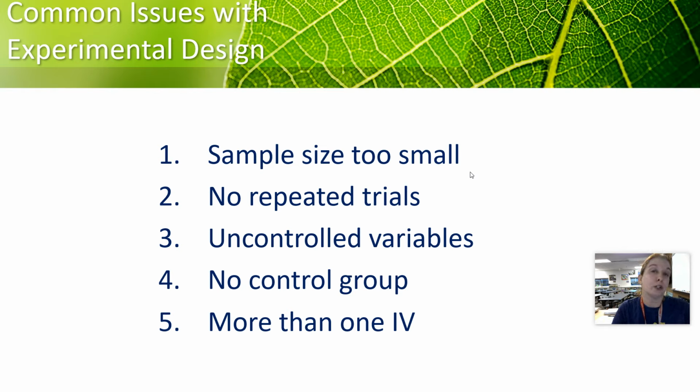So I could see a question on a test saying, what is wrong with this experiment? And it's one of these 5 things. So make sure you know what these things are, and you make sure that you know that these are not good things to have in an experiment. So you want to make sure you have the opposite of all of these in any experiments you would design.